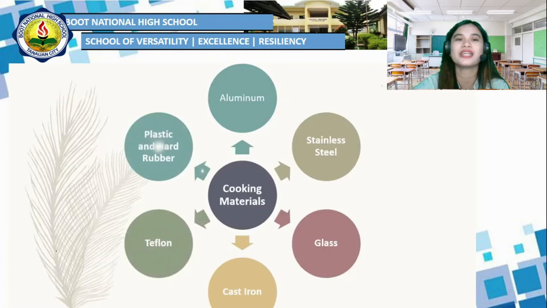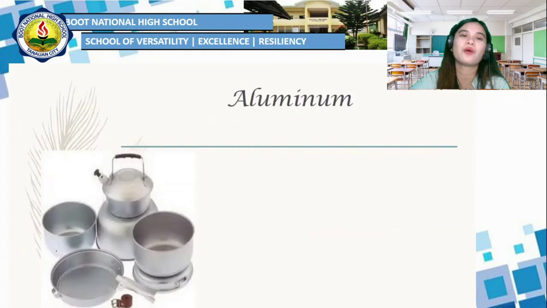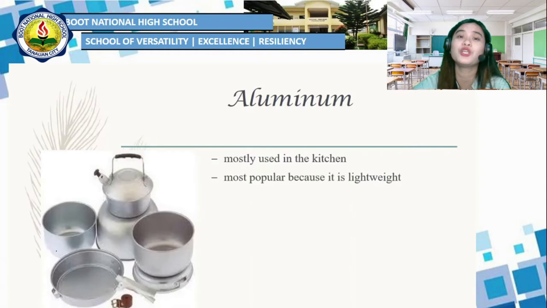Now, let's talk about aluminum. When we talk about aluminum, it is one of the most used in the kitchen. It is very common because in our homes, you will always find aluminum. Next, it is most popular because it is lightweight. Hindi siya masyadong mabigat. Lightweight lamang po siya. Tama lamang ang kanyang bigat. And it is attractive, right?